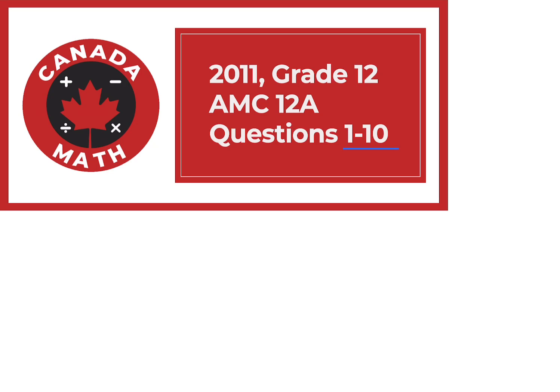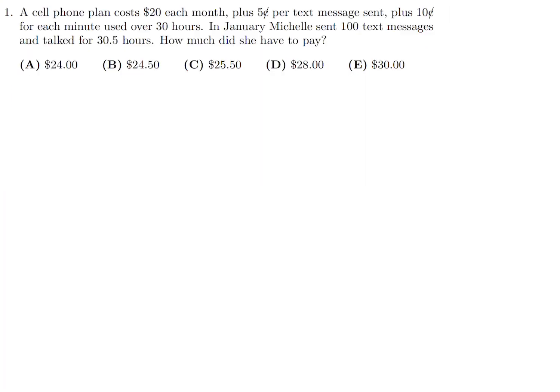Questions 1 through 10 on the 2011 Grade 12 AMC 12A. A cell phone plan costs $20 each month plus 5 cents per text message sent, plus 10 cents for each minute used over 30 hours. In January, Michelle sent 100 text messages and talked for 30.5 hours.